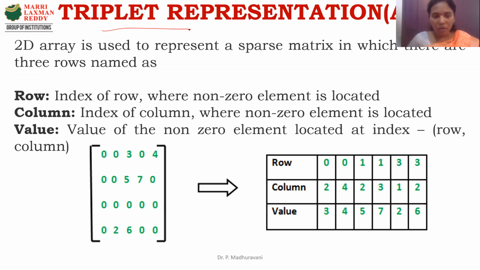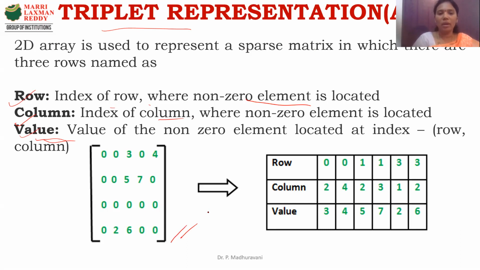Here we will be considering three values: the row, column and value, where the value is the non-zero element. The position of the non-zero element in this sparse matrix is given by the index of row and column. Row is the index of the row where the non-zero element is located. Similarly, column is the index of the column where the non-zero element is located. Now, take this sparse matrix as an example.